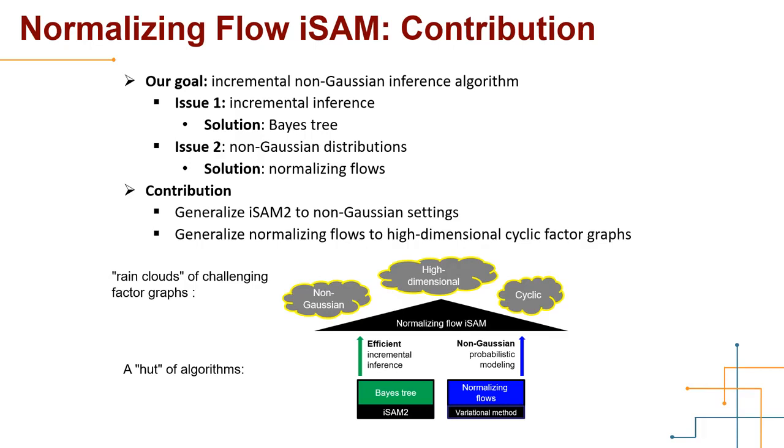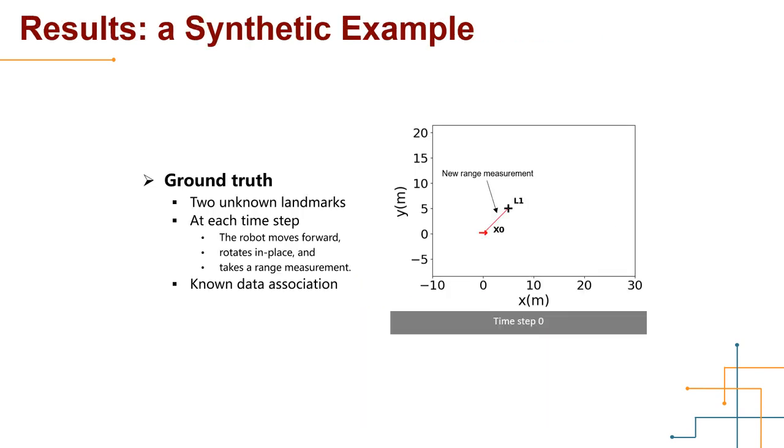We summarize our contribution with a figure. Non-Gaussian, high-dimensional, and cyclic are three challenges we have about factor graphs, which are represented by rain clouds. Bayes tree and normalizing flows can help each other and construct a house of algorithms, which is NF-iSAM. With the capacity of efficient incremental inference and non-Gaussian probabilistic modeling, NF-iSAM can be robust to rain clouds of challenges. To be specific about contribution, we generalize iSAM2 to non-Gaussian settings, and we generalize normalizing flows to high-dimensional cyclic factor graphs.